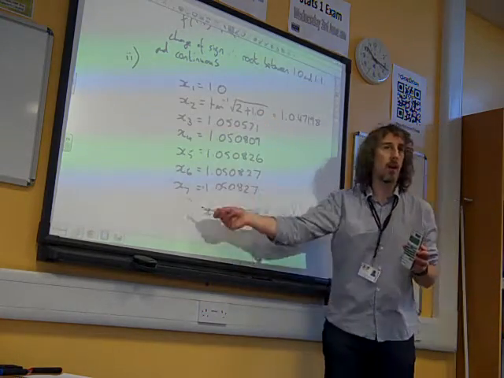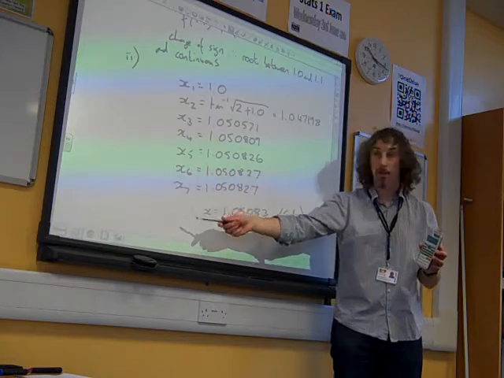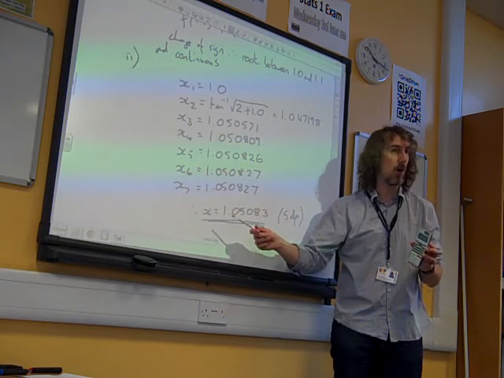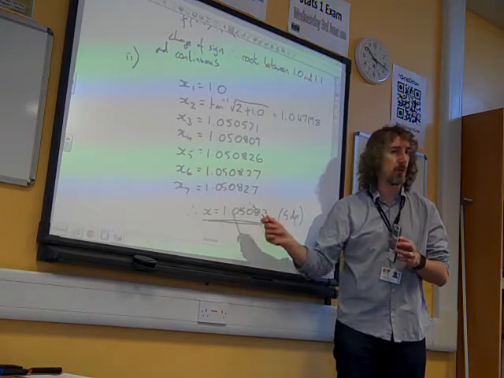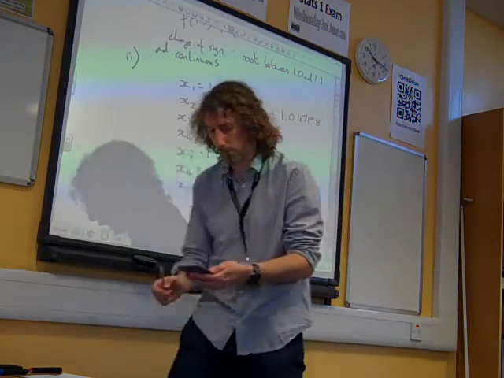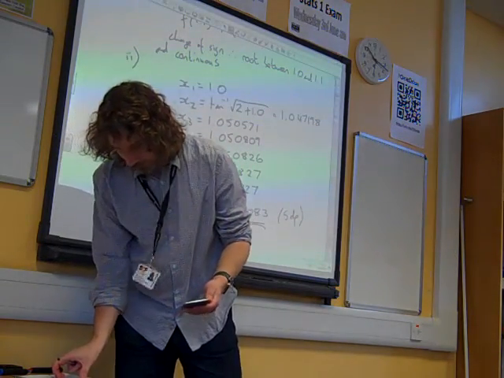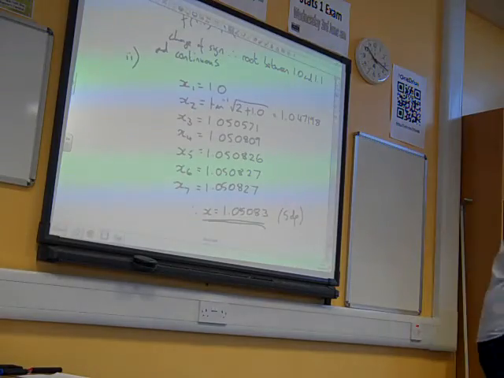And we actually need to do that thing of not just leaving our iteration hanging, but finishing it off by saying the root is at this point. So x equals 1.05083. There we go.